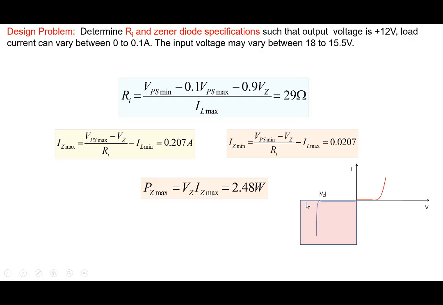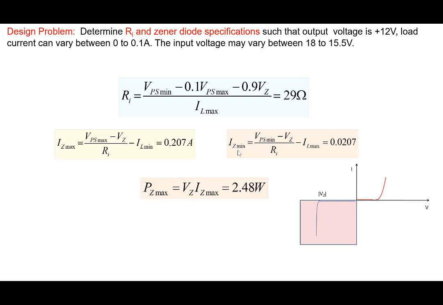And note that this design was based on Iz max by Iz min equal to 10, and that ratio is something that we can alter. We can alter that particular ratio and obtain different designs. But for this particular course and for our discussion, we'll take a suitable value of ratio Iz max by Iz min equal to 10.